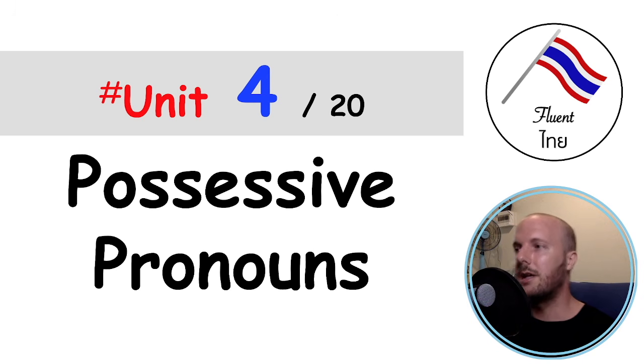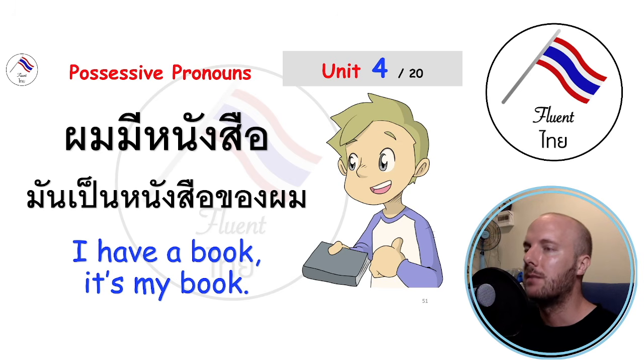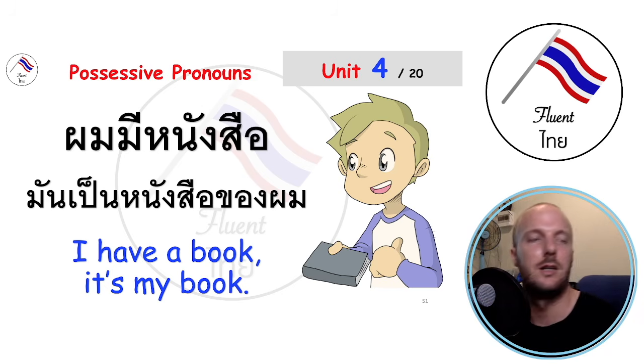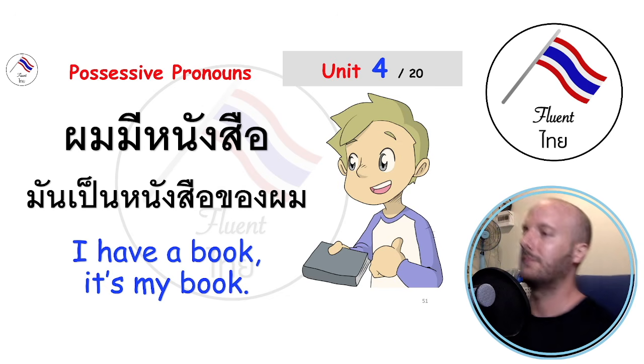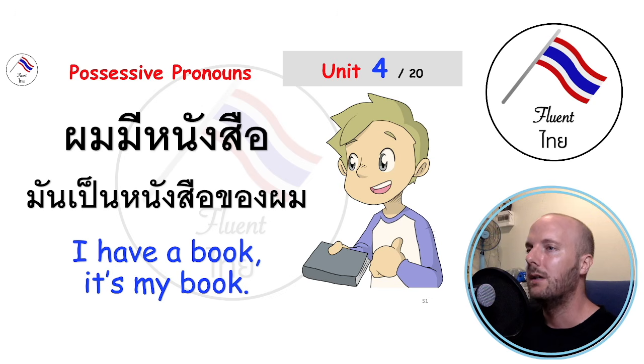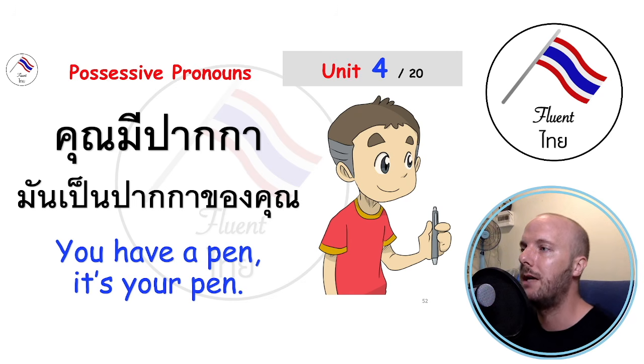Okay, let's do some repetition again. Okay, here we go. I have a book. It's my book. ผมมีหนังสือมันเป็นหนังสือของผมครับ. I'm actually going to reduce this light a little. It's a little bit too bright. Okay, I think that's a bit better. All right. ผมมีหนังสือมันเป็นหนังสือของผมครับ. You have a pen, it's your pen. คุณมีปากกามันเป็นปากกาของคุณครับ. I keep forgetting ครับ. คุณมีปากกามันเป็นปากกาของคุณครับ.